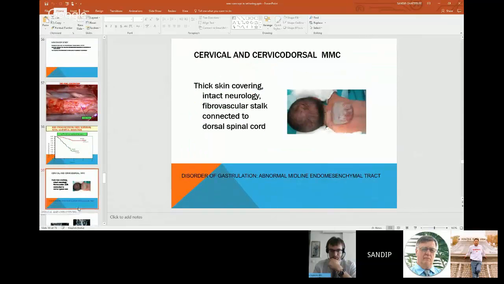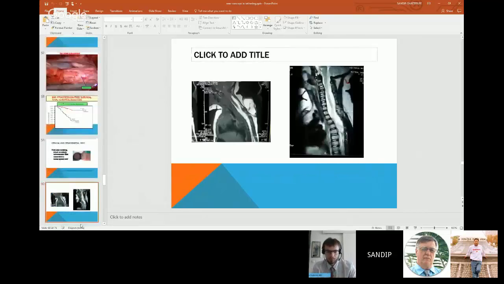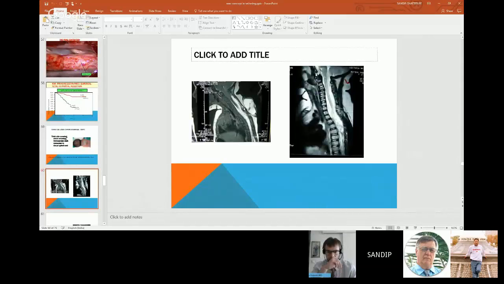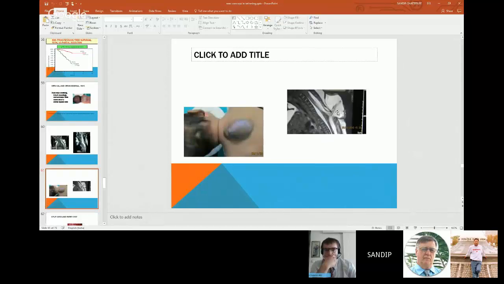Here's just some quick examples of other dystrophic conditions. Here's one which we used to call a cervical meningomyelocele, where you have a thick skin, intact neurology, and if you really look at these children, they have a fibrovascular stalk which connects it to the spinal cord. And of course, this was what we used to call a cervicodorsal meningomyelocele. We now know these are in fact limited dorsal myeloschisis, and you can clearly see there is a connection between this lesion and the cord with this stalk.